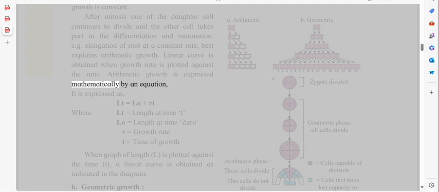Arithmetic growth is expressed mathematically by an equation. It is expressed as Lt = L0 + rt, where Lt is equal to length at time t, L0 is equal to length at time 0, r is equal to growth rate, t is equal to time of growth. When graph of length, L, is plotted against the time, t, a linear curve is obtained as indicated in the diagram.